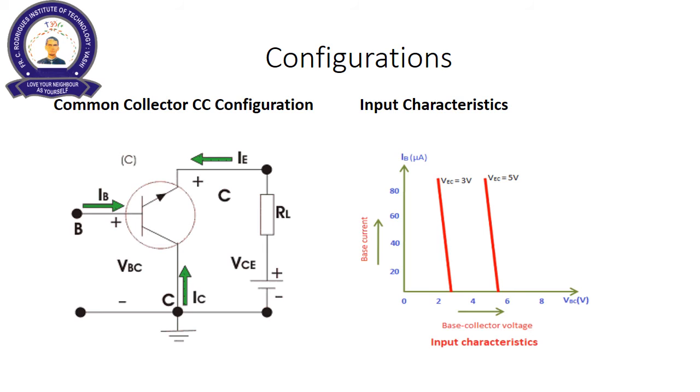Common collector configuration, input characteristic. The third type of configuration is the common collector configuration. Here the transistor is connected in common collector mode, that is, the collector is connected to the ground, and input is measured between the base and collector, and output is measured between the collector and the emitter.